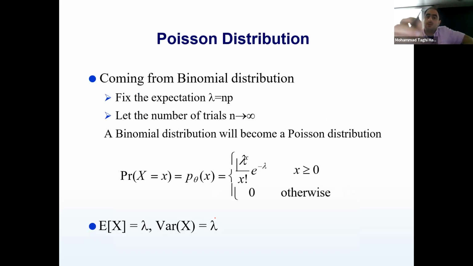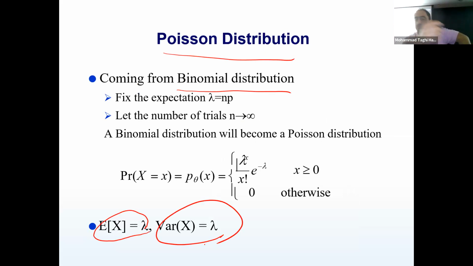Finally, last but not least, another distribution is the Poisson distribution. It comes from binomial distributions. The main property is that the expectation and variance of this are the same. Essentially, you fix the expectation lambda, and then let the number of trials n go to infinity. A binomial distribution in this case becomes a Poisson distribution. The formula for that is this. But the main important property is that E of x is equal to lambda and variance of x is equal to lambda.